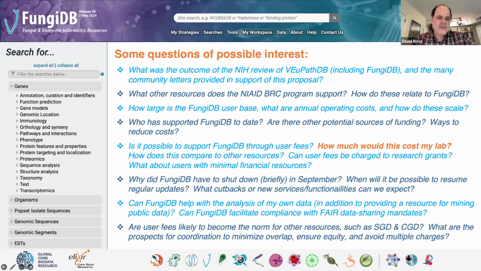So I think the prospect of simply merging AGR and VEuPathDB is something that is not likely to happen. It would be a huge technical challenge, but I do think that moving towards greater interoperability is essential for the future, and I'm sure that that's something that's recognized by all PIs that are involved.